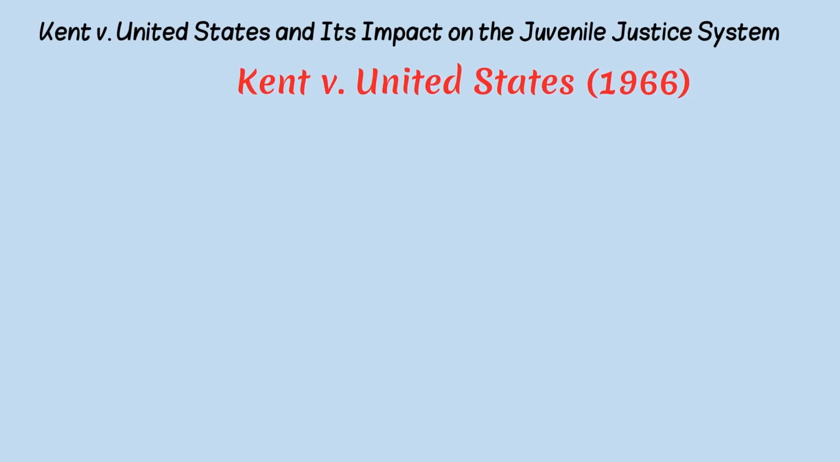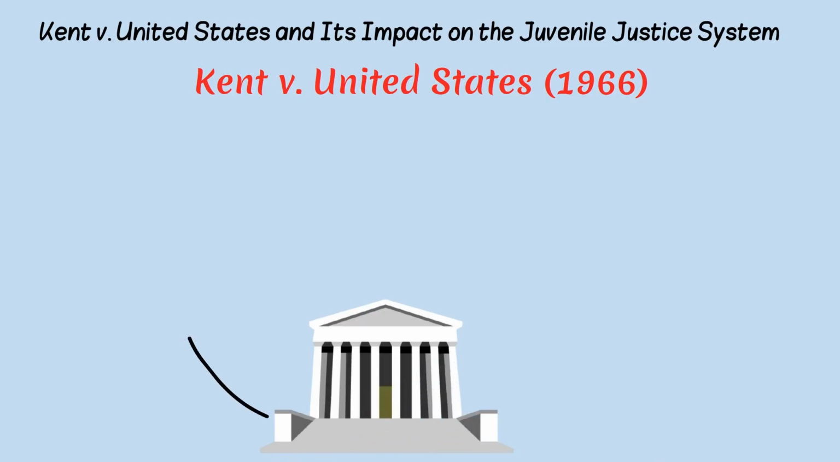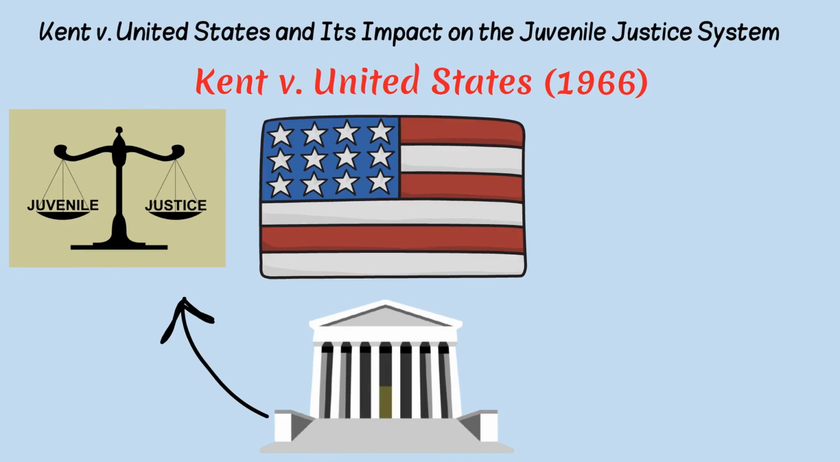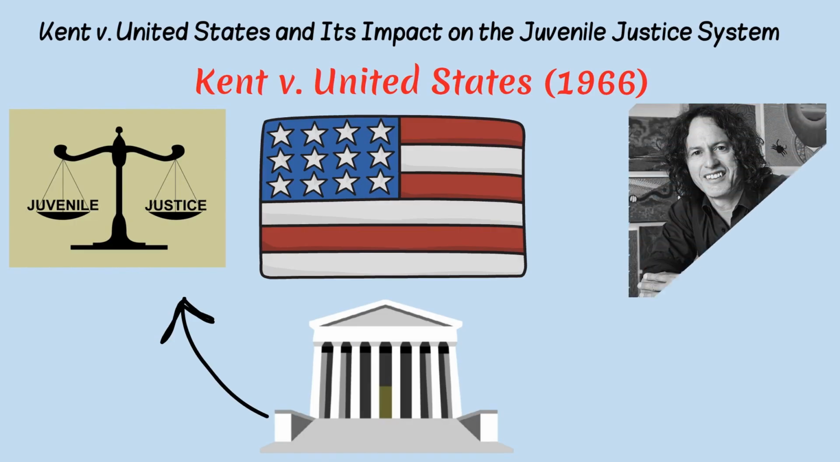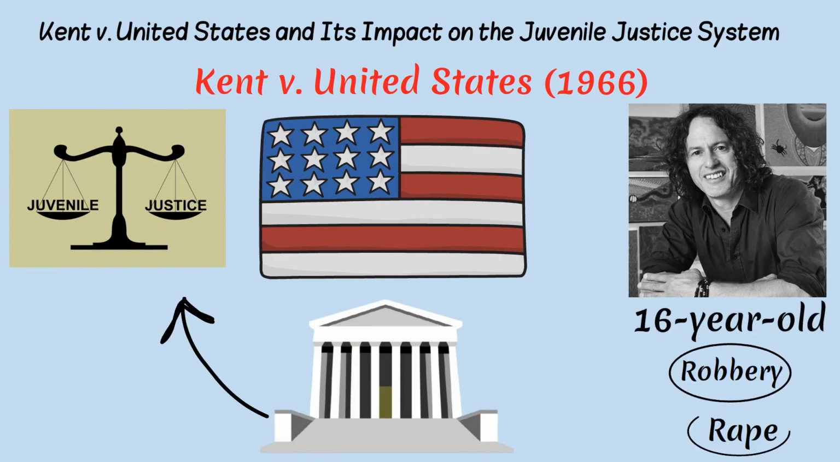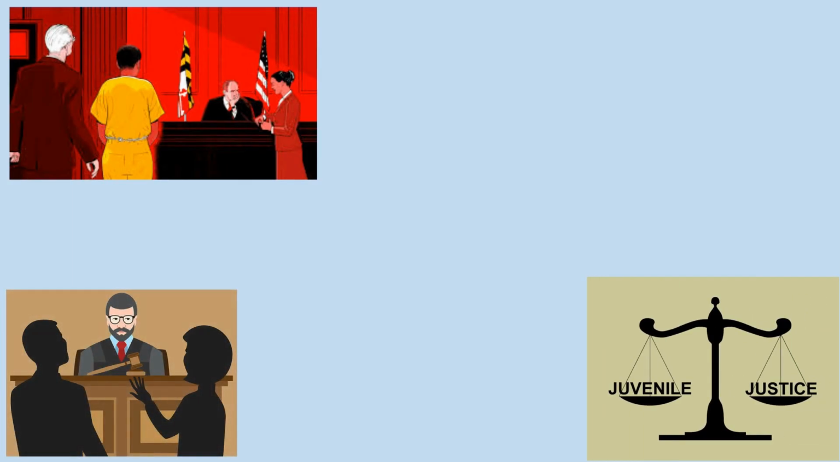Kent v. United States, 1966, is a landmark Supreme Court case that reshaped the juvenile justice system in the United States by emphasizing the importance of due process for minors. The case arose when 16-year-old Morris Kent was charged with several serious crimes, including robbery and rape. His case was transferred to an adult court without a hearing or an explanation, a practice permitted under the juvenile justice system at the time. Kent's lawyers challenged this decision, arguing that the process violated his constitutional rights.